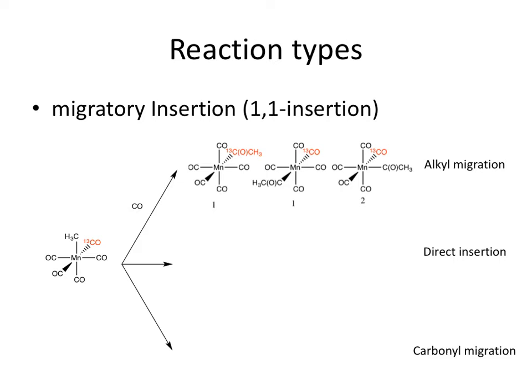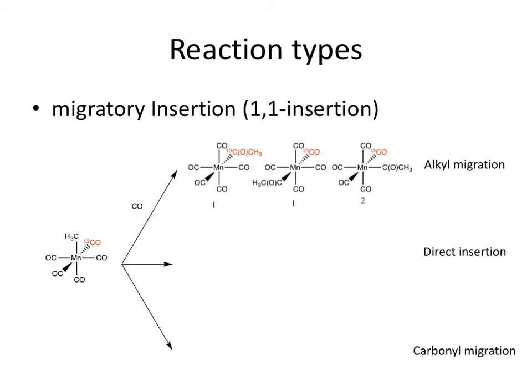So 1/4 of the time, this methyl group would migrate to the C13 label, making the C13 acyl. We see that 1/4 of the time. 1/4 of the time, it would migrate to this carbon monoxide, which is trans to the label. And then 50% of the time, it would migrate either here or here, which are indistinguishable positions in this experiment. And so we would see 2 molar equivalents of that product.